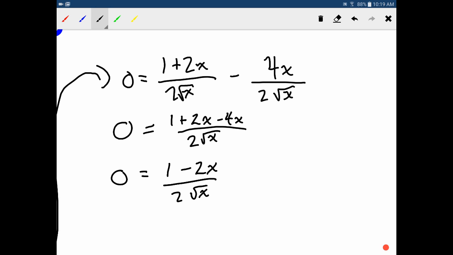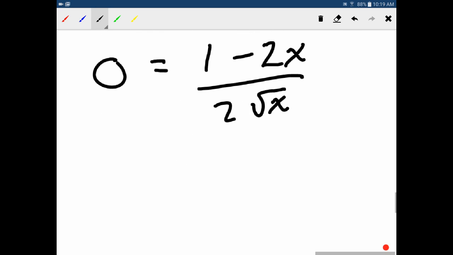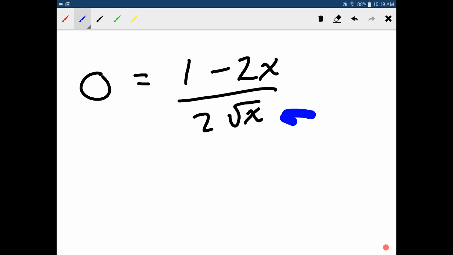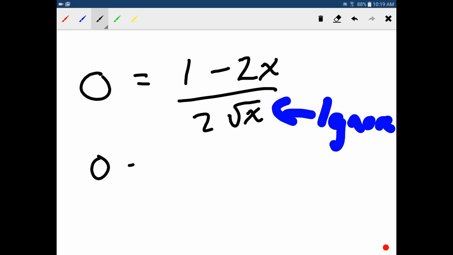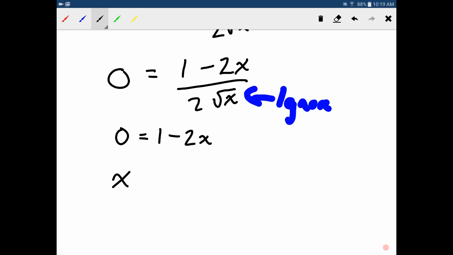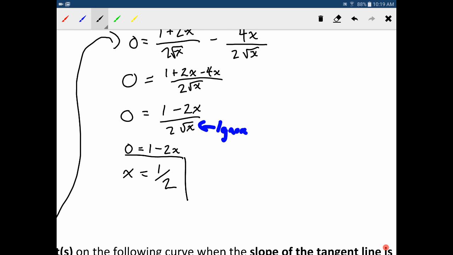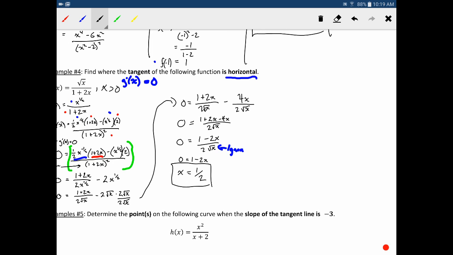Now, again, I've got a fraction equal to 0. If I've got a fraction equal to 0, we can just ignore the bottom again. Ignore. I probably should have made my pen a little skinnier for that, but whatever. Because again, if you've got a fraction equal to 0, the top has to equal 0. So I have that 0 equals 1 minus 2x, which gives us that x equals 1/2. And so that's going to be our answer, because I think that's what it asked. It said, where was the tangent horizontal? Well, it's horizontal at x equals 1/2.